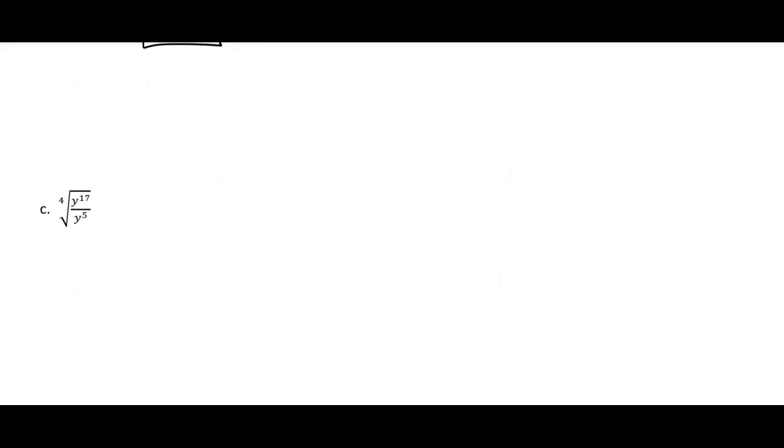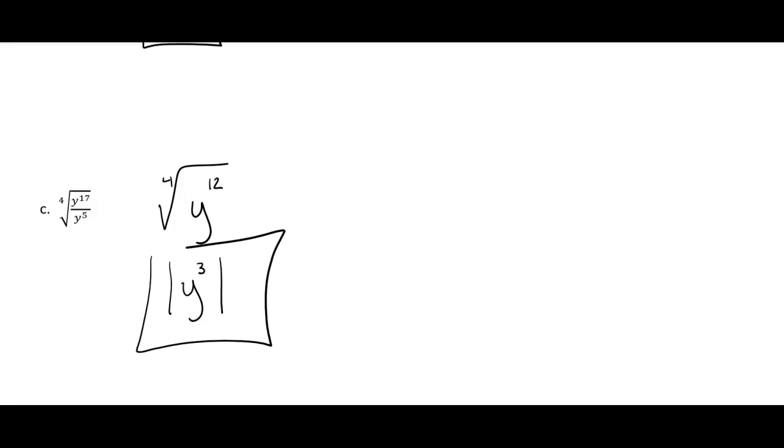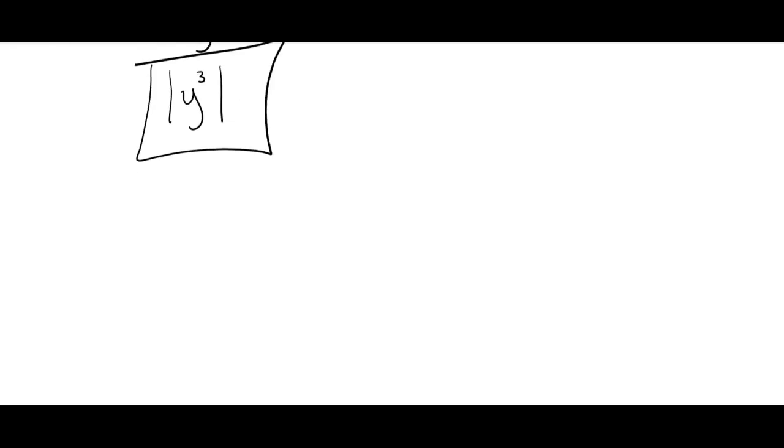And then we've got one more. So it's going to be the fourth root of y to the, now take 17 and subtract 5. So that's going to be 12. So think about how many times 4 goes into 12. It's going to be 3 times. So y cubed. And then do I need the absolute value or I don't need the absolute value? I need the absolute value because it's a fourth root. It's an even root. But I've got an odd exponent, so I don't know if my y cubed is going to come out to be a positive or a negative. Okay, I think that's it for those.